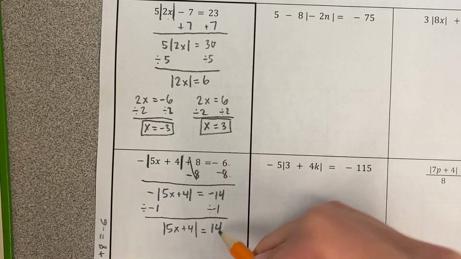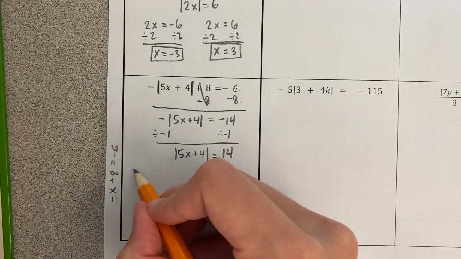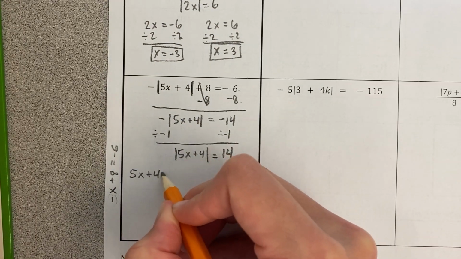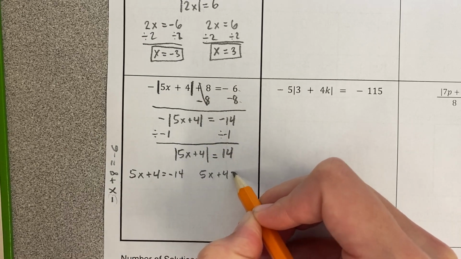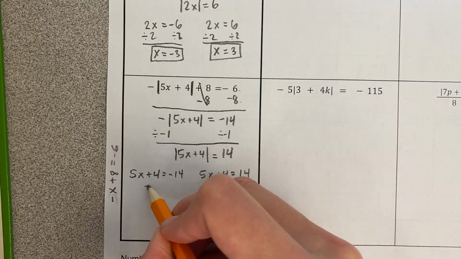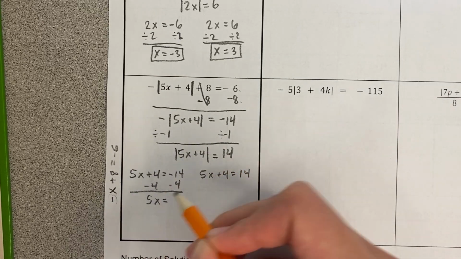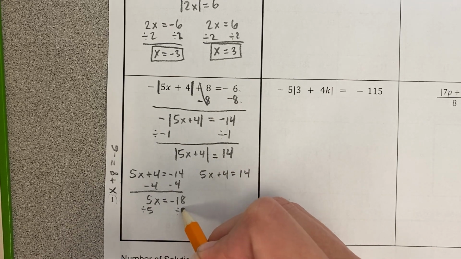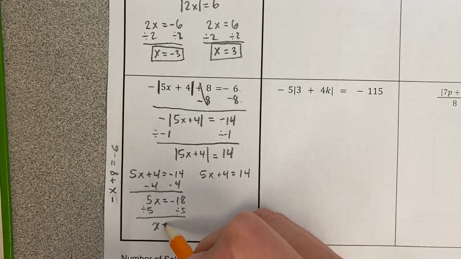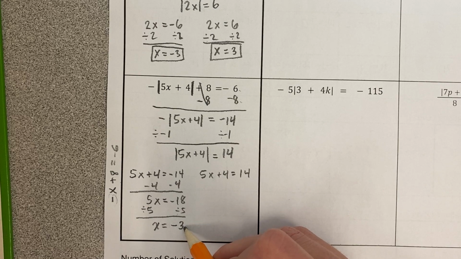Okay, this is 14. Now, the absolute value, everything inside the absolute value is by itself. So now I can break it into two equations. This is either equal to negative 14, or this is equal to positive 14. Let's go ahead and solve. This is negative 18. I'm going to divide by 5. And let's see, I get negative divided by positive is negative 3.6.